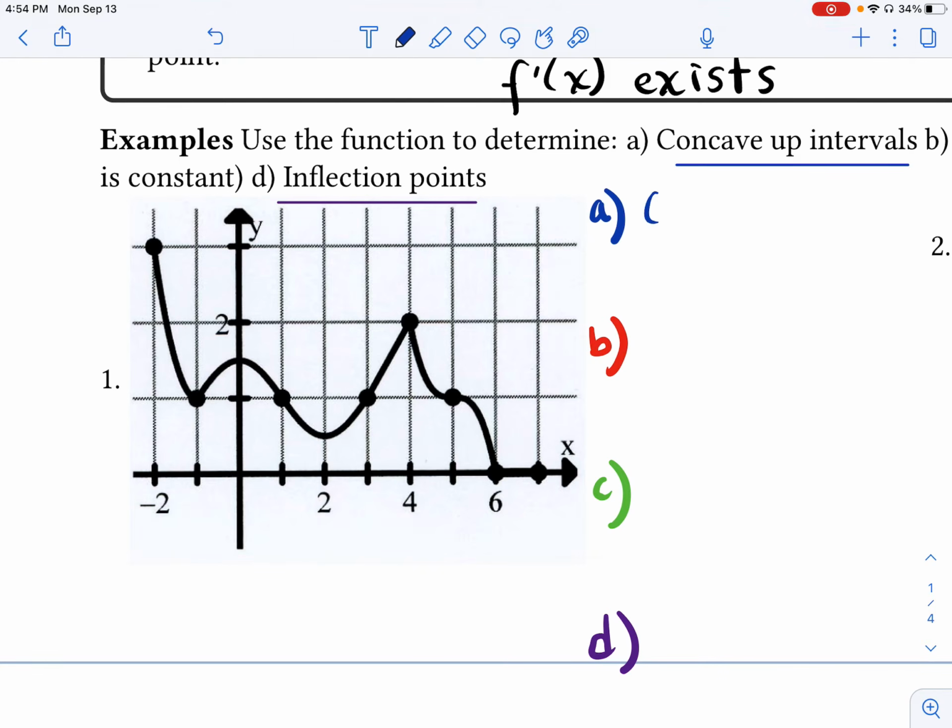We could say that from -2 to -1 looks like it's concave up. Also from +1 to +3. And then also from 4 to 5. So let me actually kind of highlight those regions here. Concave up, this looks like it's concave up, and then also concave up here as well, okay? 1 to 3. I apologize, because there's something else going on from 3 to 4. We'll talk about that in a second. And then 4 to 5.